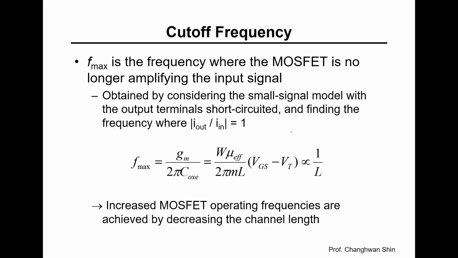Now let's move on to the next slide, cutoff frequency. Well, the cutoff frequency, or Fmax, represents a fundamental limit on a MOSFET's ability to amplify signals. It is defined as the frequency at which the transistor's current gain drops to unity or 0 dB. Mathematically, this Fmax is given by gm over 2 pi times Cox. Well, this expression reveals several important insights.